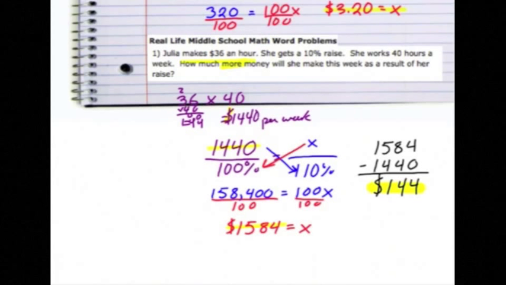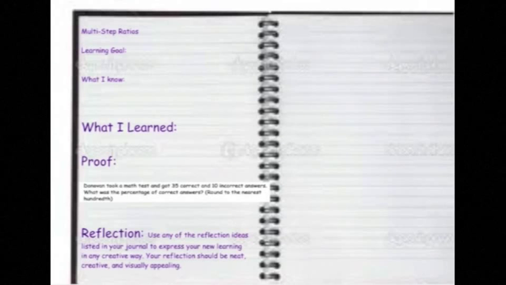Again, that's more of a challenge problem that you'll see maybe on a test for extra credit. Your proof is on the board. Donovan took a math test and got 35 correct and 10 incorrect. What was the percentage of correct answers? And it says round to the nearest hundredth.